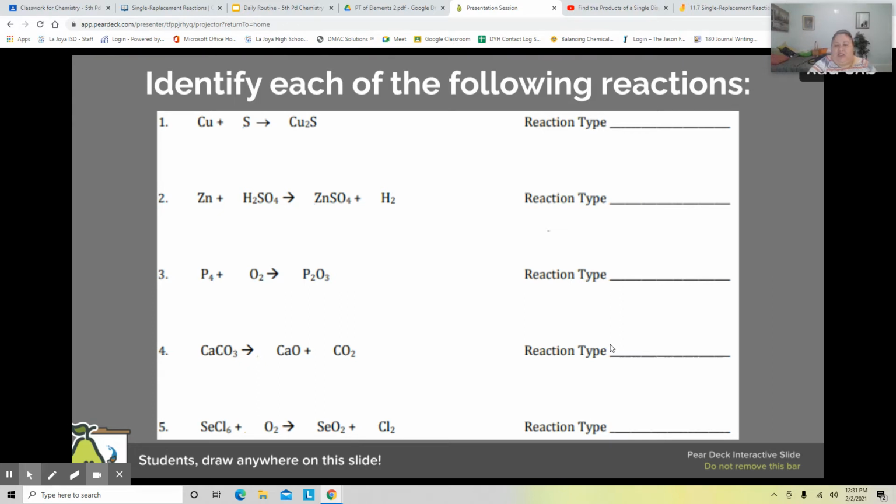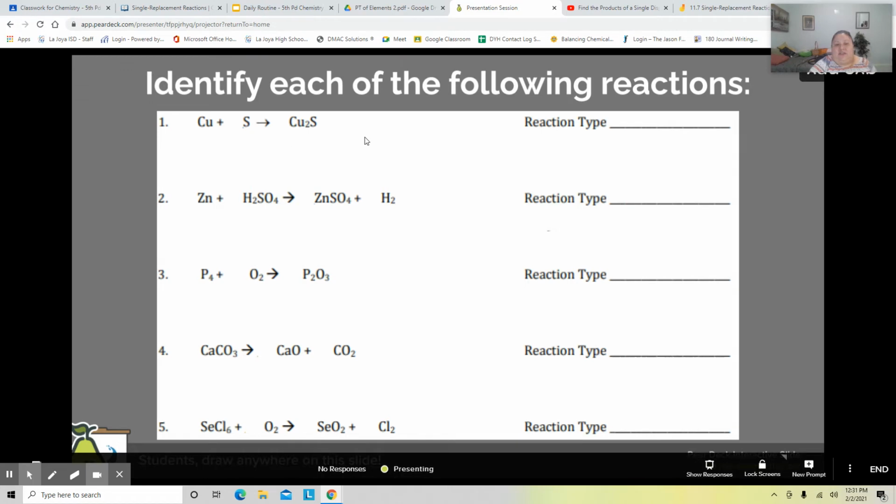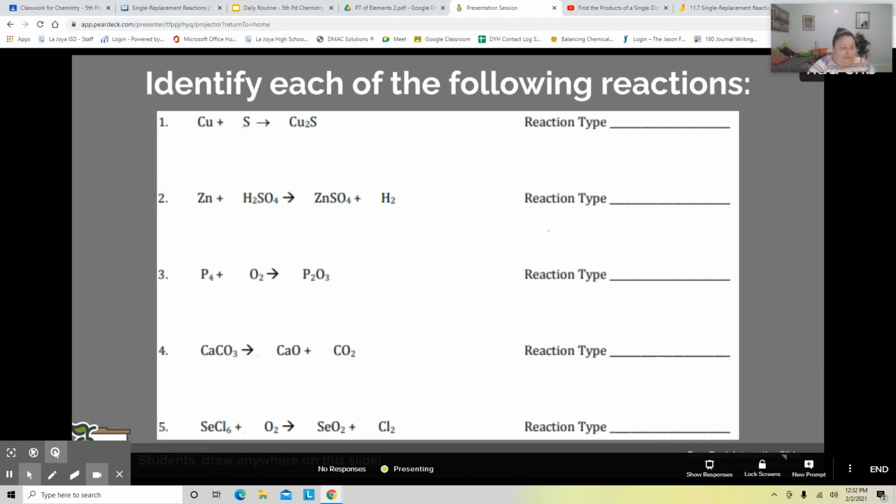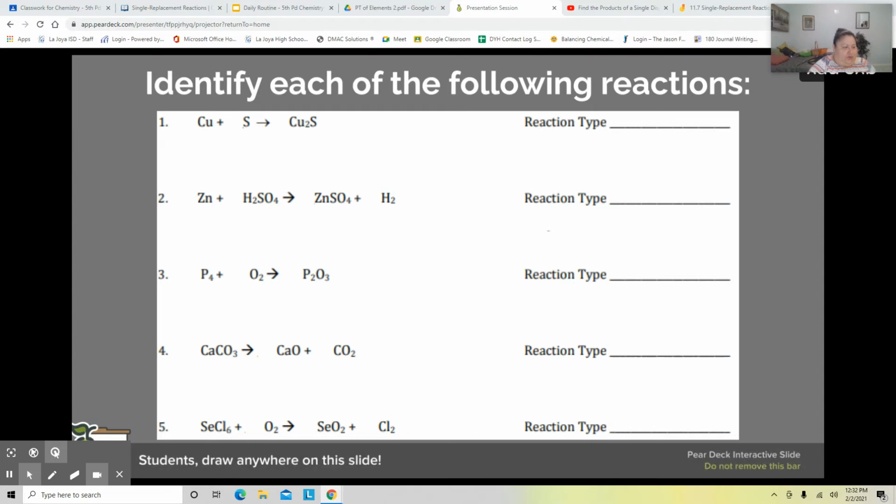All right, so here's your first Pear Deck question. I want you guys to go in there and identify these 5 reactions. Before you do that, because we've already talked about 4 reactions: we talked about decomposition, combination, combustion, and now we're talking about single replacement. I can tell you that combustion is not in there. It's only combination, decomposition, and single replacement. I did not include a combustion reaction. I could not find one. So that's out. You're only looking for 3 types of reactions. All right, so go into Pear Deck and tell me what type of reaction we have from 1 through 5. And if you don't have the link, I just added the Pear Deck link again.